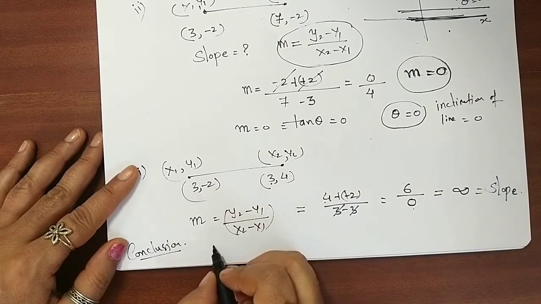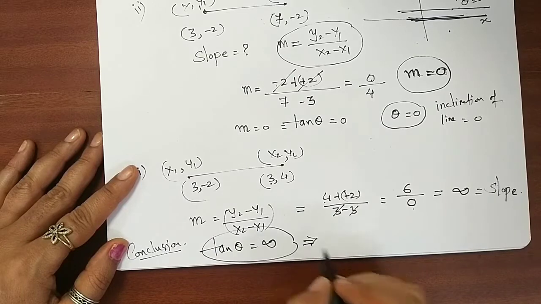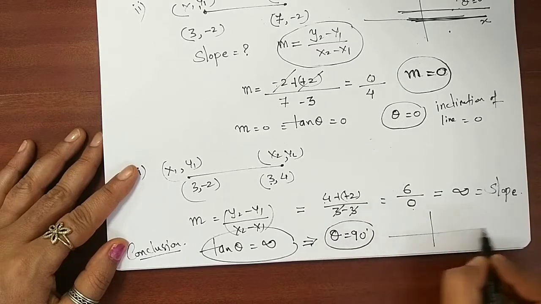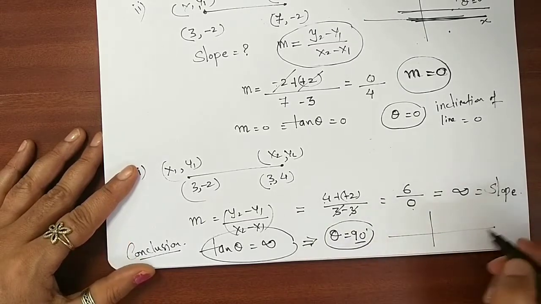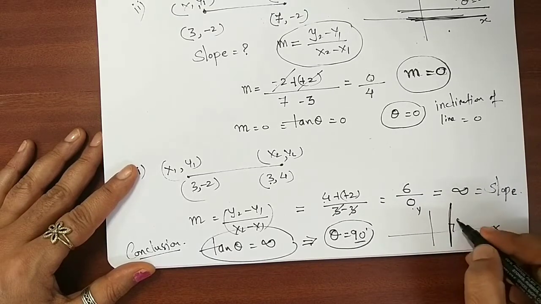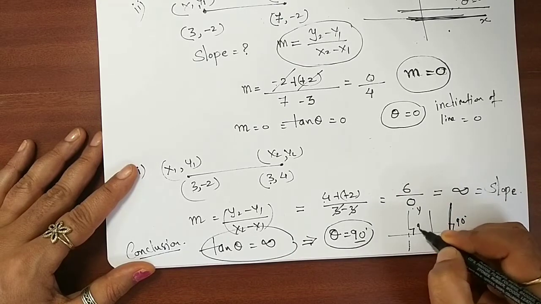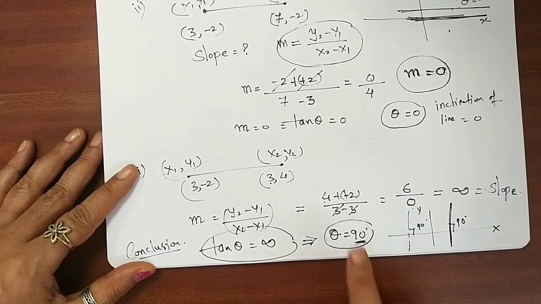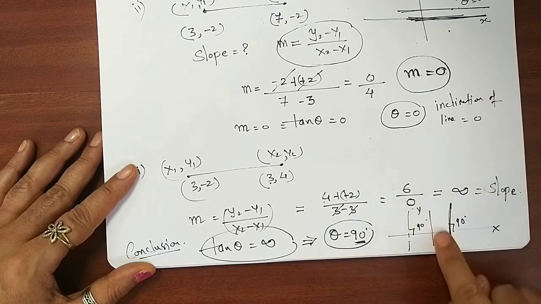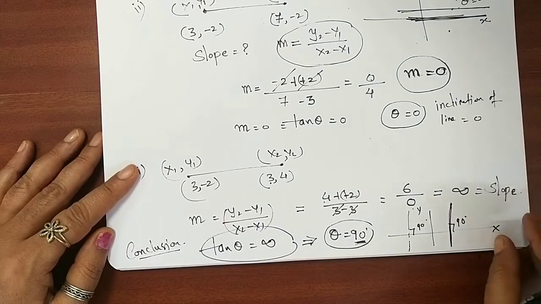This is my slope. That is, my tan theta is infinity. What does it mean? It says that theta is 90 degree. That means my line is at an inclination of 90 degree. So if this is the x-axis, the possibility is my line is somewhere here at an angle of 90 degree, or maybe somewhere here at an angle of 90 degree, because its inclination is 90 degree. If slope is infinity, angle with the x-axis is 90 degree. The line is parallel to the y-axis. This is just a conclusion in case they ask. So this was the third part of it.